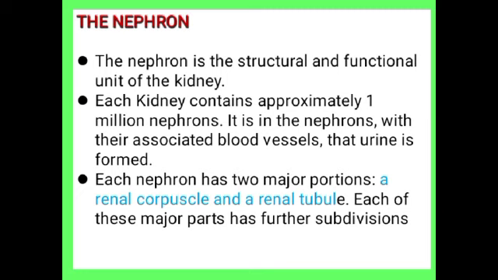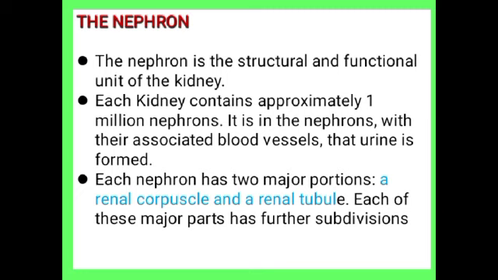So urine is formed in the nephron, the structure of the kidney in this case. Each kidney has approximately 1 million nephrons, just like we have already mentioned. And there are also associated structures like the blood vessels that take the blood that is to be filtered in order to form urine.